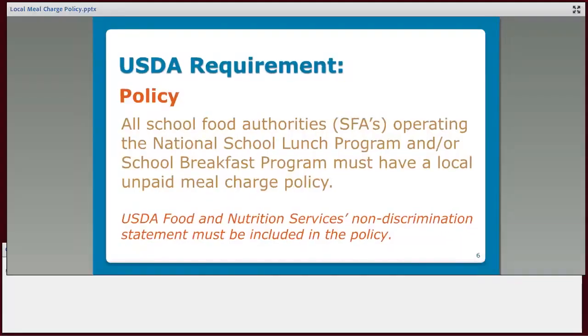The first requirement is to have a policy. All school food authorities operating the National School Lunch Program and/or the School Breakfast Program must have a local meal charge policy. It also must include the USDA's Food and Nutrition Services non-discrimination statement.